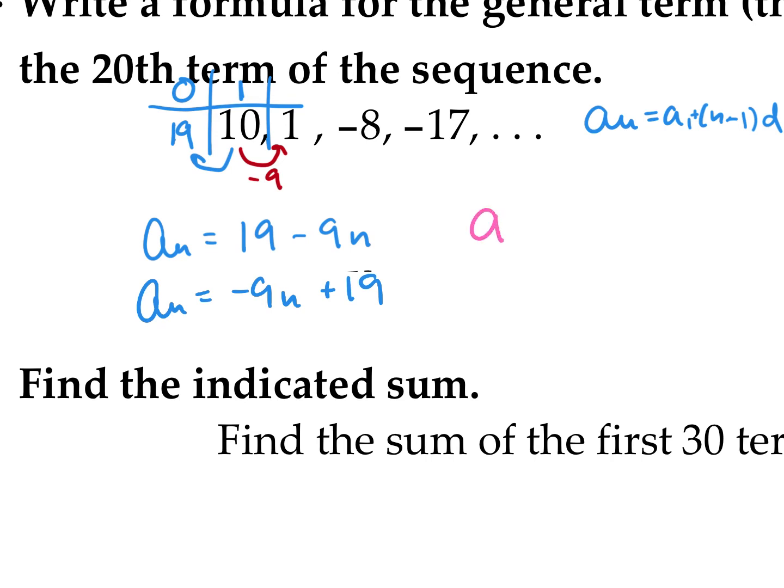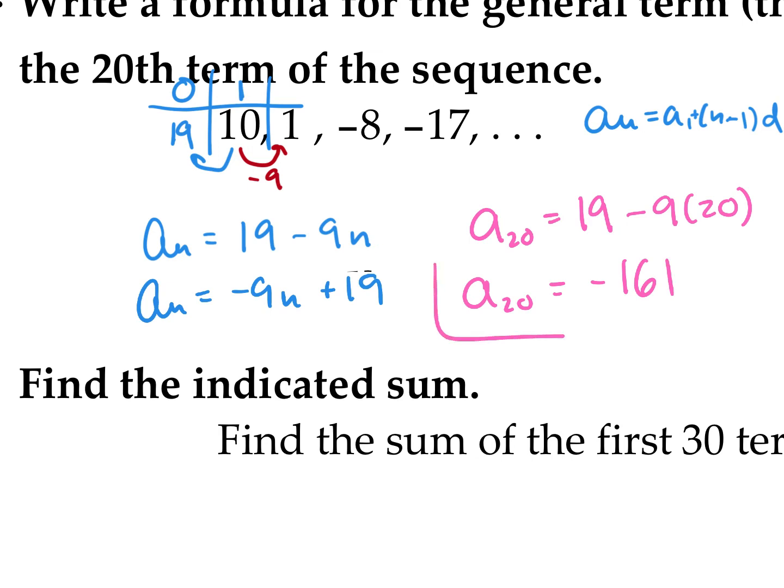So we want to find the 20th term, so plug in 20. So 19 minus 9 times 20. What do we get? I think it's 161. Negative 161.